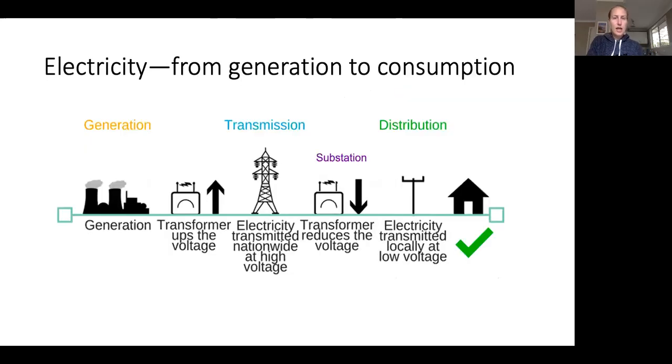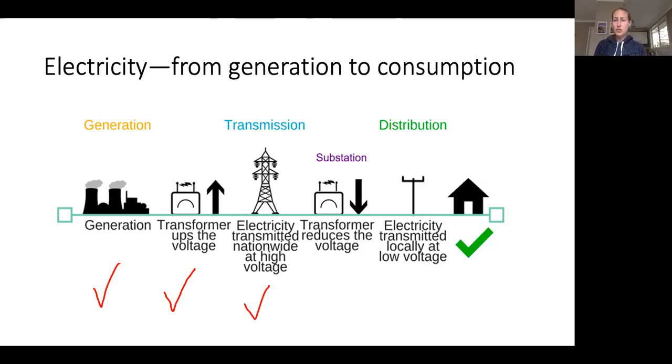Lastly, we look at the whole sequence from electricity generation to usage. We start off with generation at a power plant. Then we transform that electricity to high voltage, low current. Then we transmit that through what we call transmission lines. The majority of the distance covered is done through transmission lines.